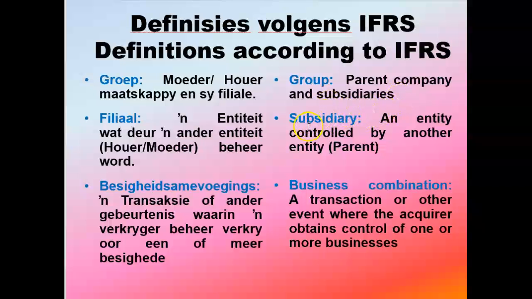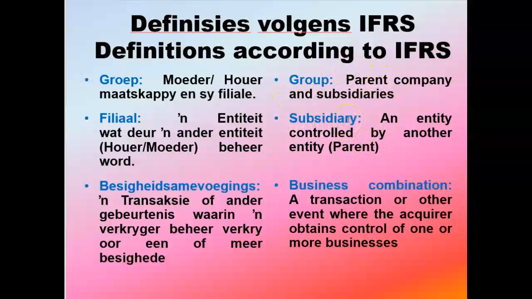Now, what is a subsidiary? A subsidiary is an entity which is controlled by a parent company. Right. So the one is the mother, the other one is the child. The mother is the parent company or the holding company. The child is the subsidiary company.